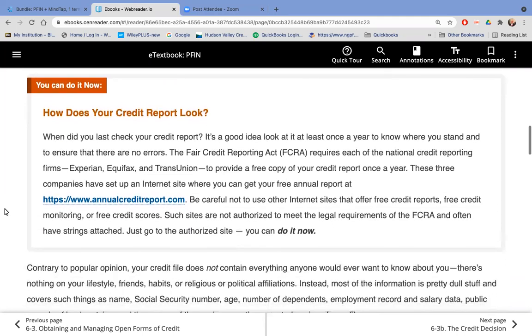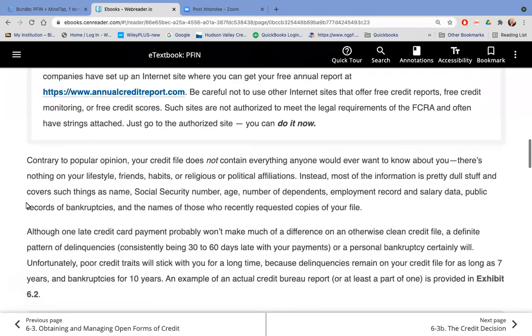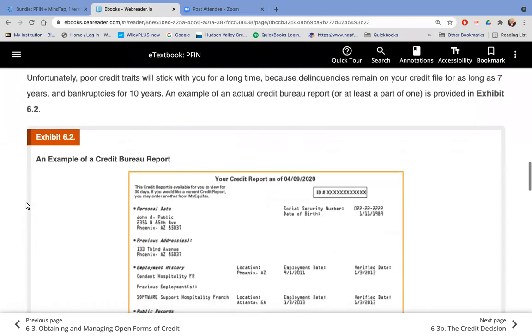There are 3 credit bureaus that you'll read about. You'll also have access to a copy of those credit reports free through this site here, one from each. So you probably should get one every 4 months. And again, it's totally free.